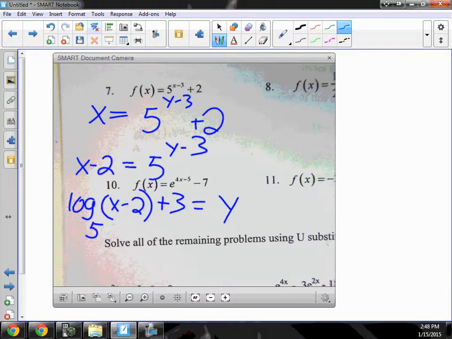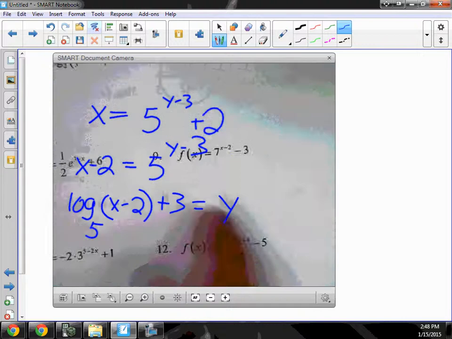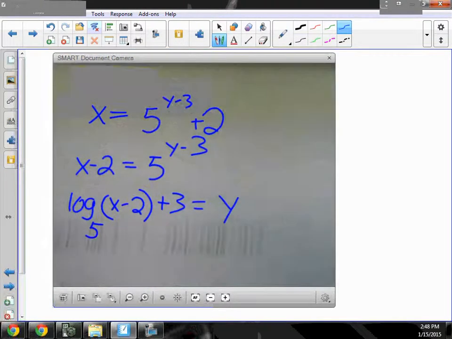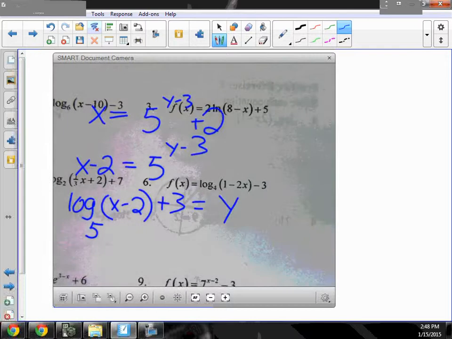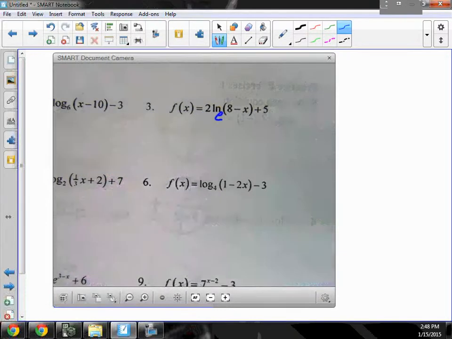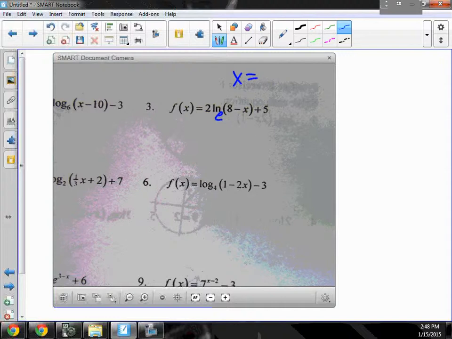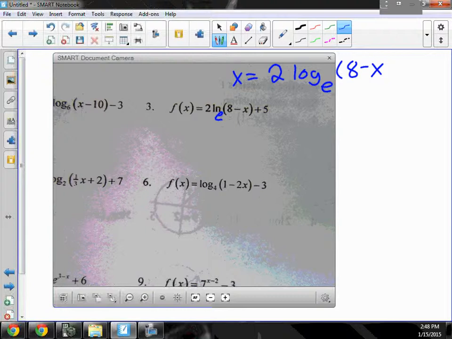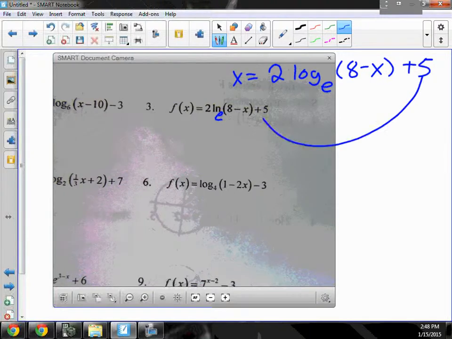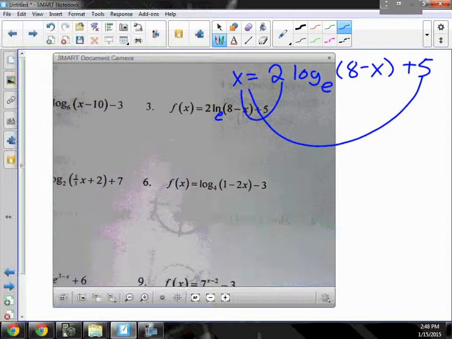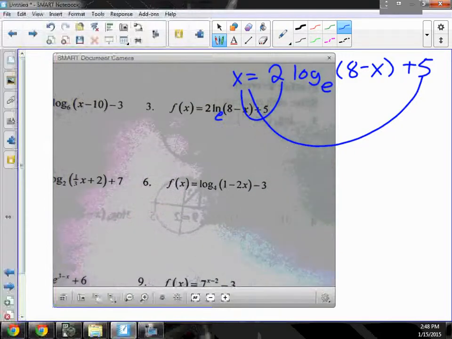Which one? So 3, what is the base for 3? E. So it would be x equals 2 log base e of x minus 8 minus x plus 5. So you're going to subtract 5 and then divide 2 and convert it to an e to the x problem. And then you're going to add or subtract 8 and change both signs, the signs on either side. Does that make sense? Okay. Good luck.